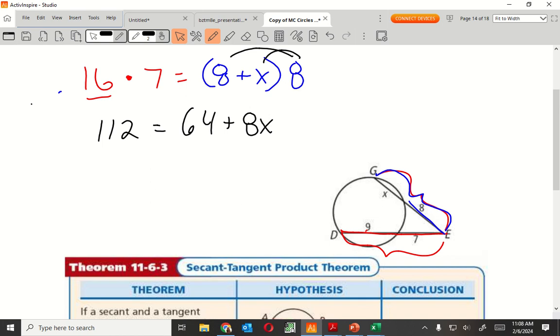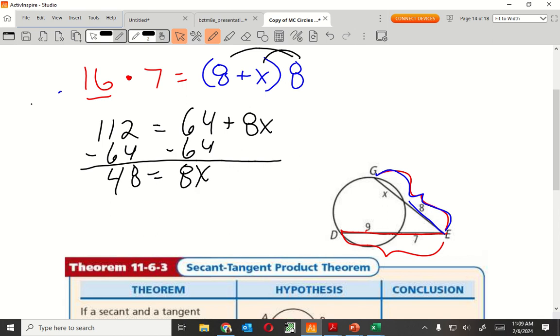Okay, so from here, we need to do the algebra now to try and get the x by itself. So what am I going to do to this 64? Take it out. Subtract it, right? Subtract 64 since it's positive here, so minus 64 to both sides. That's going to give me 48 is equal to 8x. Right? Okay.